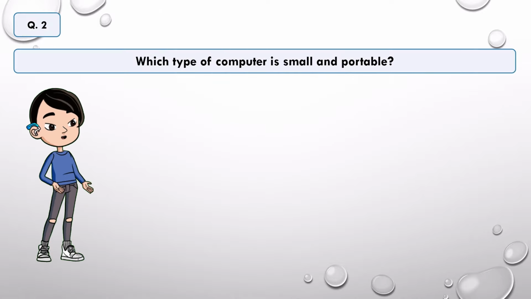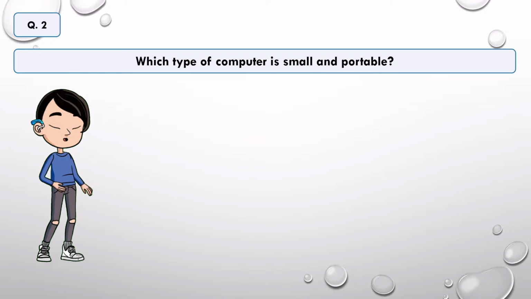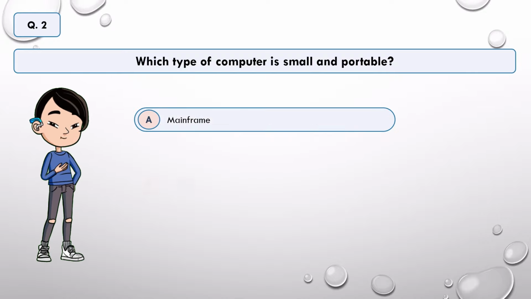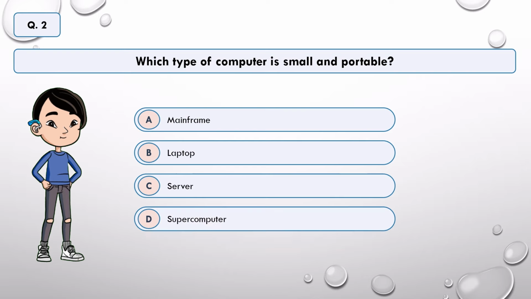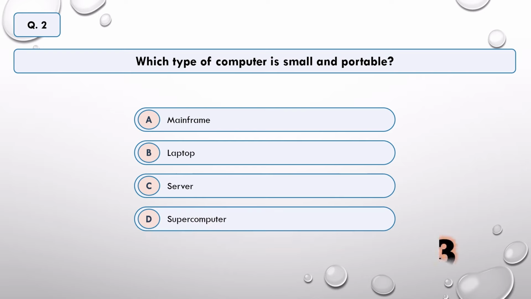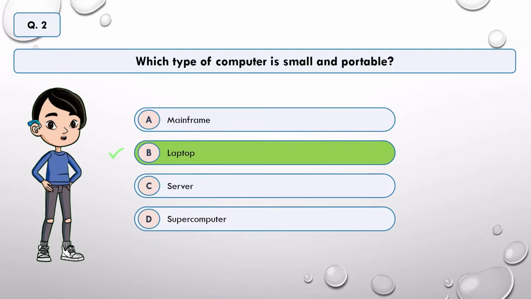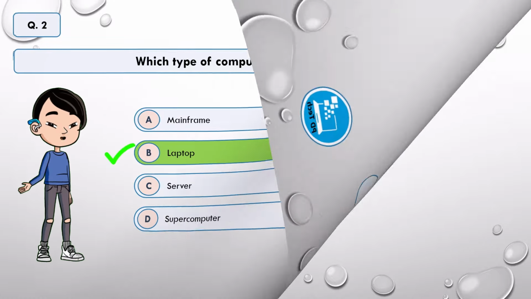Question 2. Which type of computer is small and portable? Options are A. Mainframe, B. Laptop, C. Server, D. Supercomputer. Answer is laptop.